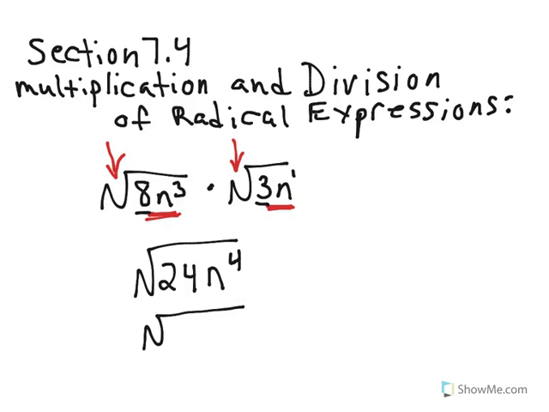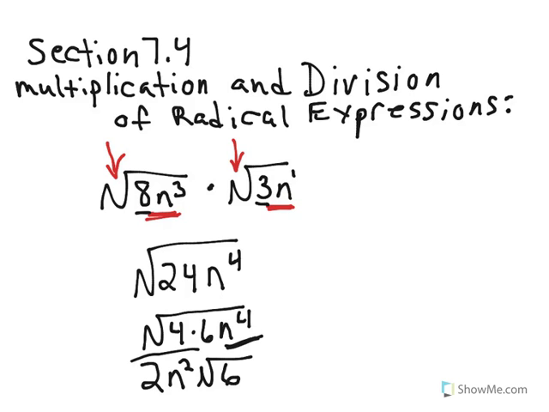Factors of 24 that give us a perfect square factor would be 4 times 6. The square root of 4 is 2, so we pull that out. The square root of n to the fourth is n to the second, leaving only the 6 underneath the radical sign. Final answer, 2n squared times square root 6.